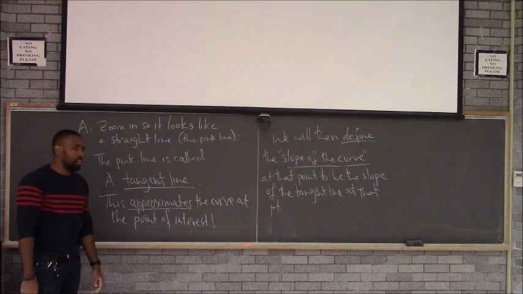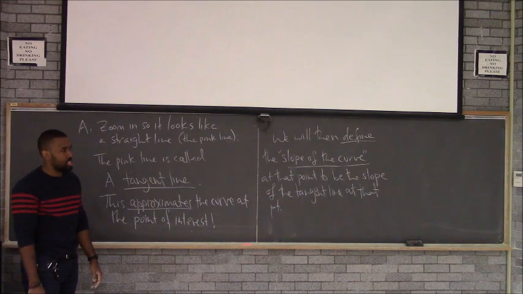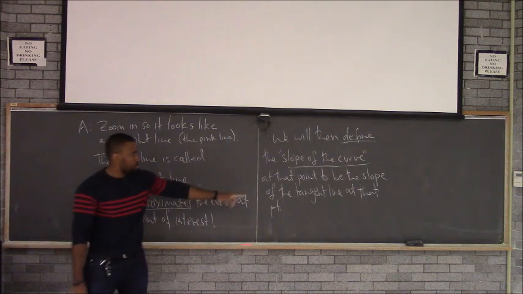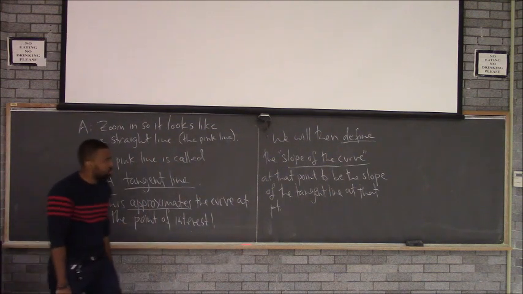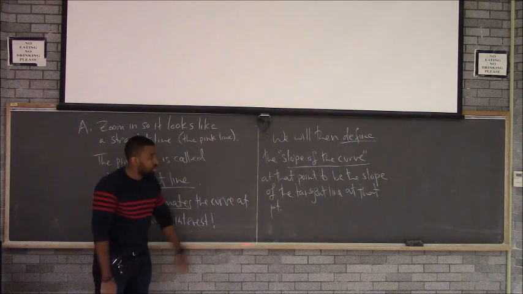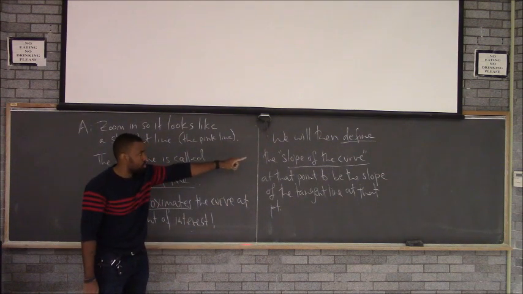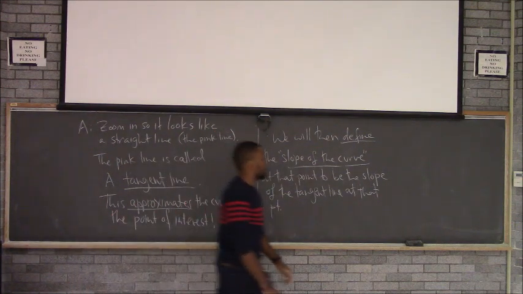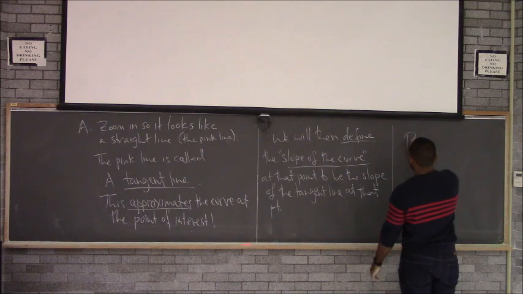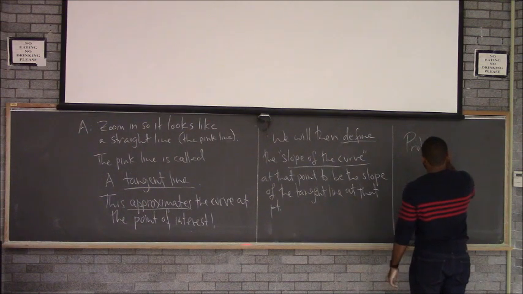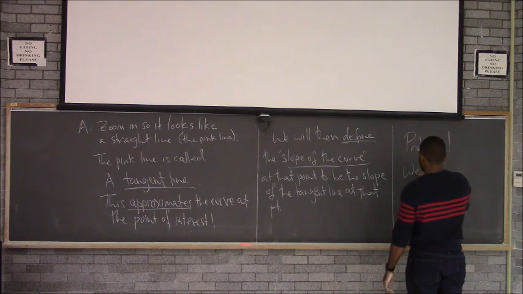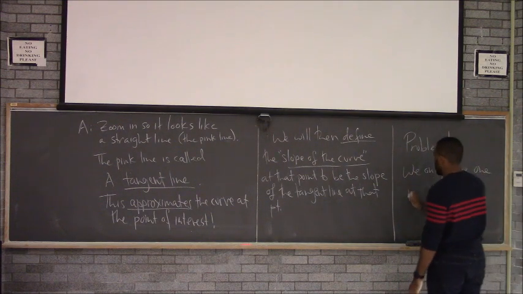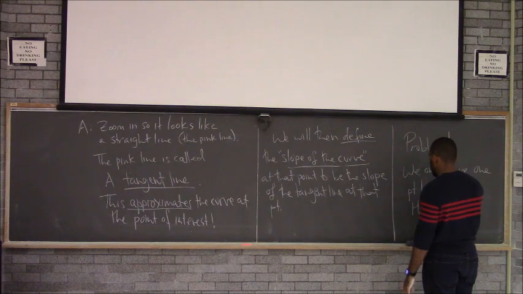Easier said than done, at least at this point. We don't actually see how that's going to get done, but that's what we're doing. Figure out a tangent line, something that approximates the curve at a point, and then the slope of the tangent line, we'll consider that the slope of the curve. Once we can find the slope, we can tell you the speed of the curve. Problem? We only have one point. How do we find the line?